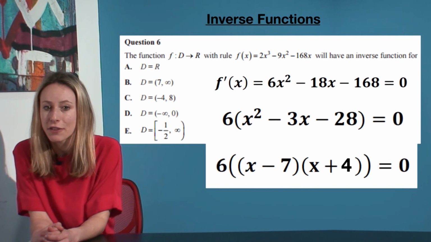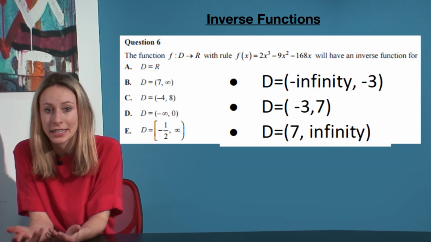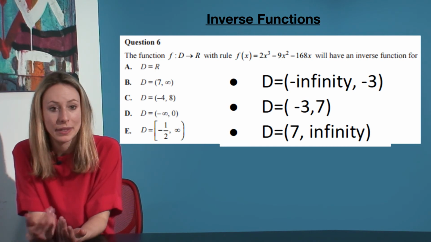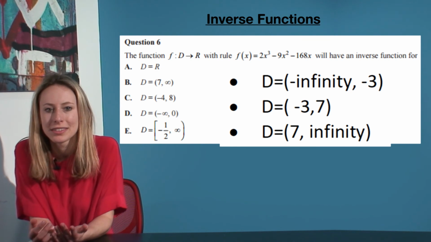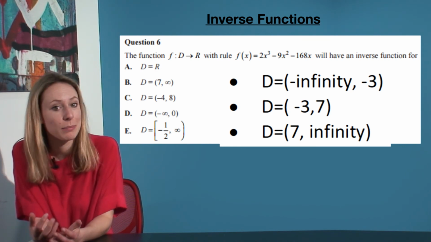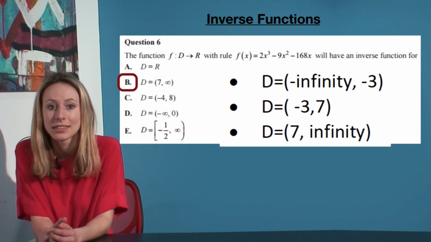Therefore, we'll have a one-to-one function for three different sections of the graph: from negative infinity to negative 4, from negative 4 to 7, and from 7 to infinity. Only one of those is the same as the options above, which is the domain from 7 to positive infinity. This is B in the multiple choice, and our answer.